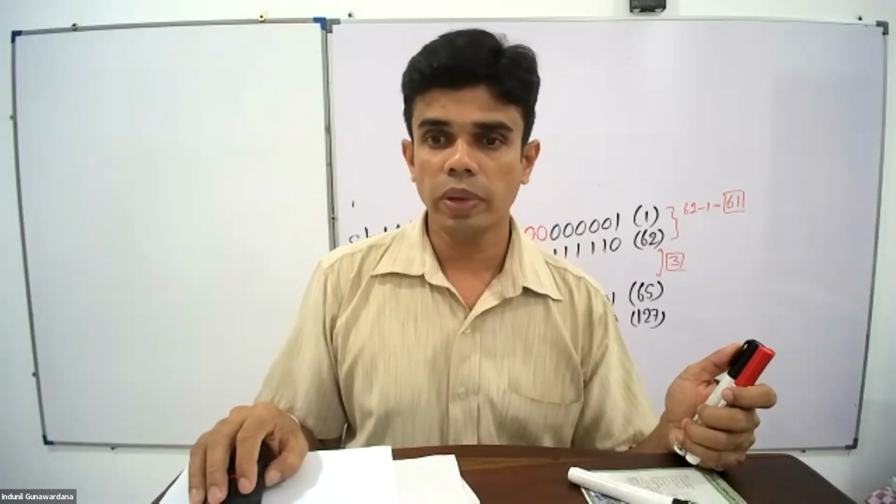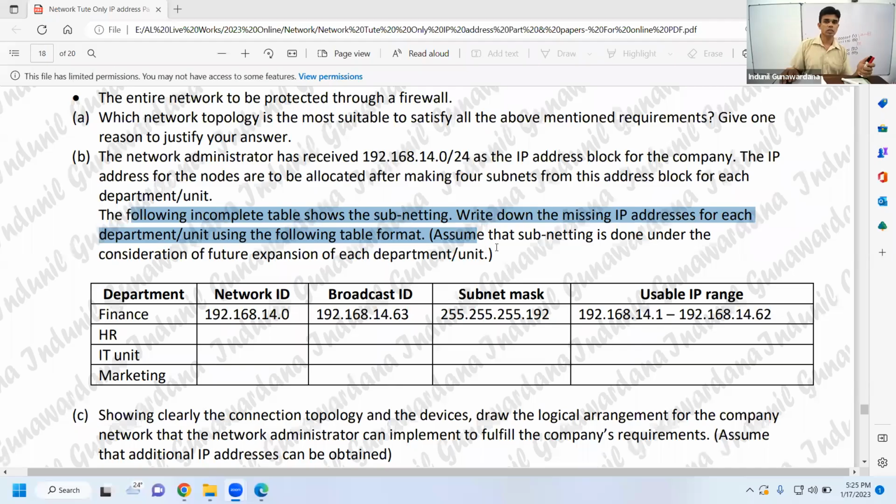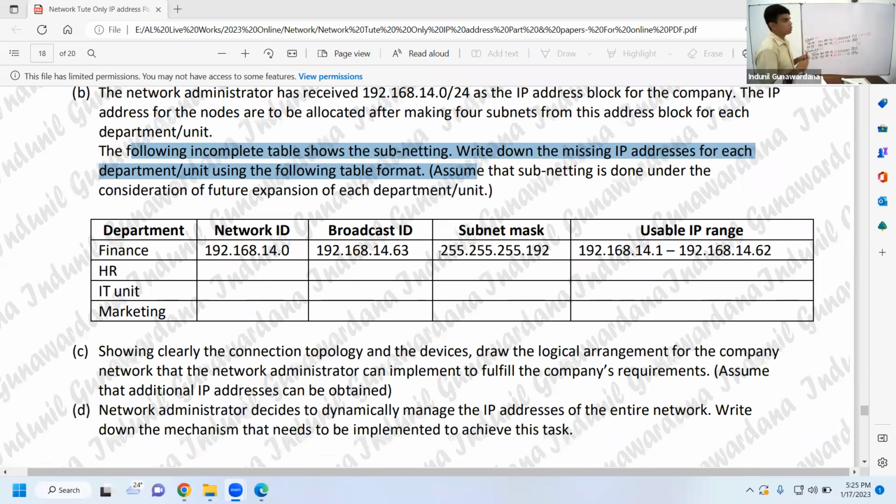So do I need to show the calculation? Yes. Just filling the table is not enough, son. The calculation is there. Regarding the table, what we need is the department, then the network ID, broadcast, subnet mask, as well as the IP range.